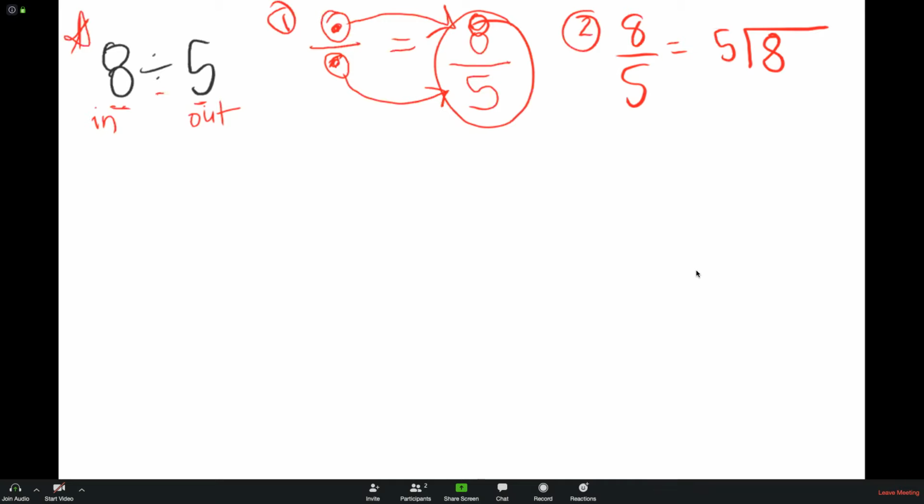And the way that we read these problems is always from left to right. Sorry, my iPad was acting crazy. Okay, so in the problem, it's always 8 divided by 5. It's whatever number is here divided by whatever number is here. So let's go back to here.